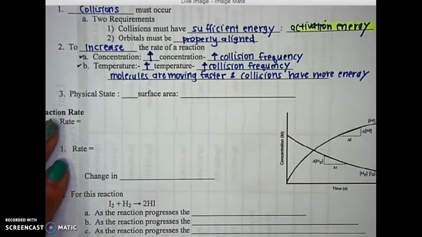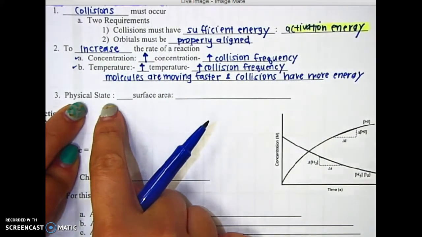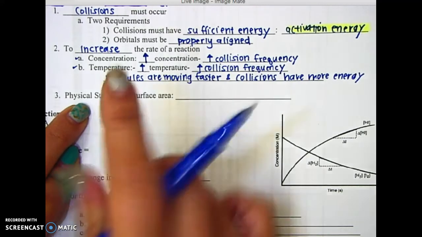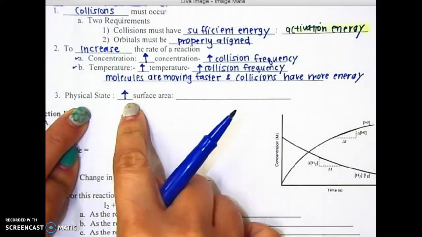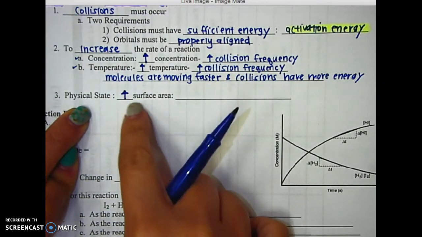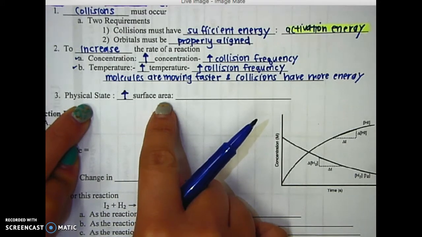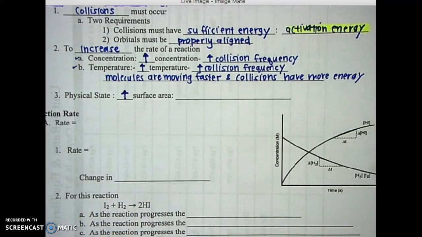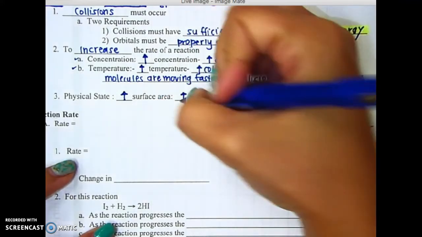Another thing that you could do is you could change something about the actual physical state of the compound that you're working with. So we could do this by taking a solid, and if you ground that down to finer particles, you would actually increase the surface area. And again, if you increase the area, you have more likelihood for collisions to actually happen. So you would increase the rate of the reaction.